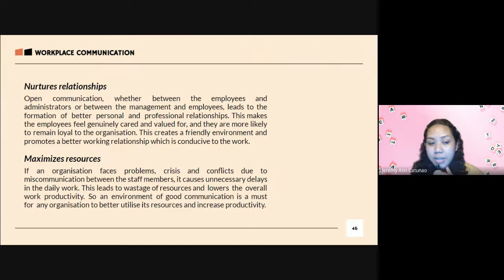Next, it also maximizes your resources. So if there are any issues or conflicts due to miscommunication, issues can be easily resolved. Okay, so issues can be easily solved because you can ask for help from other people in the company. So that leads to less wastage in terms of resources, because you have a lot of people that are willing to help you, and you can utilize your resources more if a good workplace communication is nurtured inside the company.